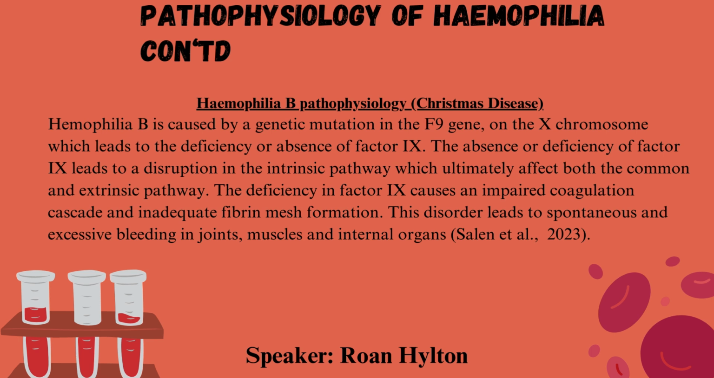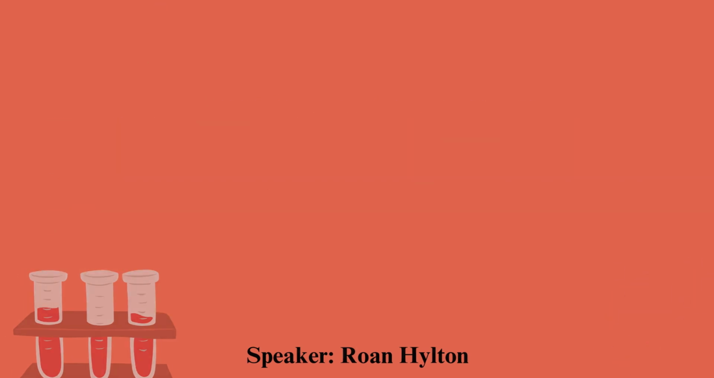Hepatocytes produce factor 9, which is part of the intrinsic route. A factor 9 deficit causes a faulty coagulation cascade and inadequate formation of the fibrin mesh. And so, we can appreciate why this disorder leads to spontaneous and excessive post-traumatic bleeding, which particularly takes place in the joints, muscles, and internal organs.